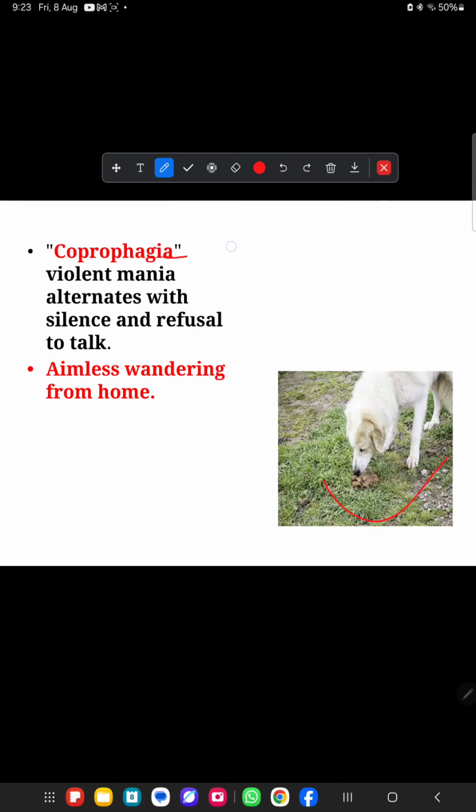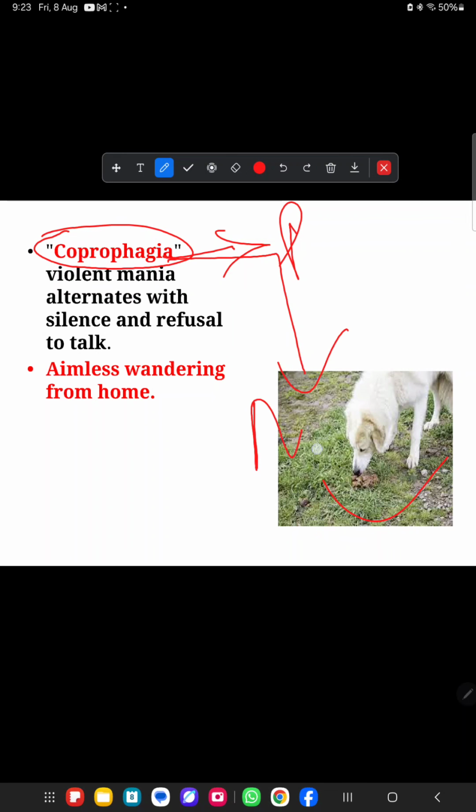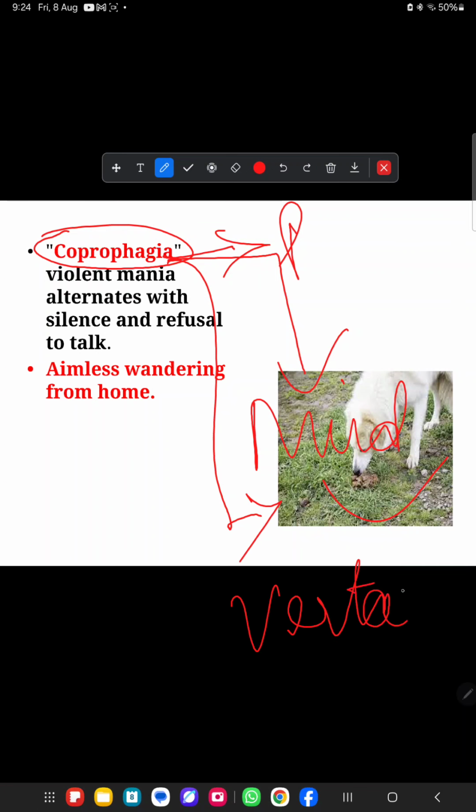You will find this in the patient. Coprophagia is a direct rubric you will find in Kent's repertory under the mind section, and the single medicine is Veratrum album. This you have to remember. Just try to remember.